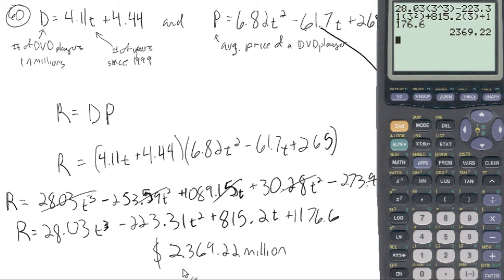or $2,369,000,000 in sales of DVD players. Crazy. Lots of money. None of it mine.